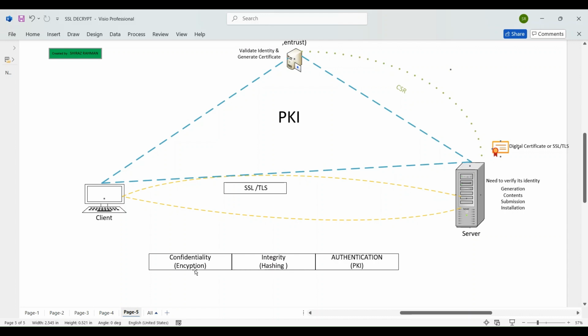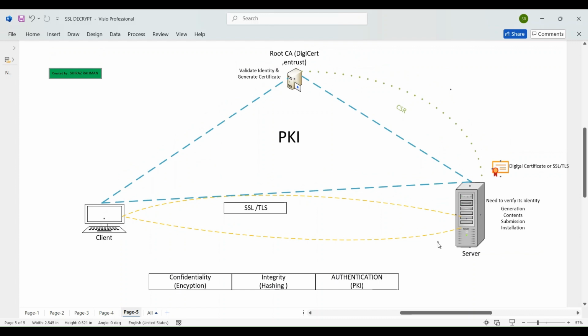Confidentiality means encryption, integrity is hashing, and authentication is validating that it is a legitimate server or device which is going to send the data. So that is authentication. It could be done by a pre-shared key, but we will focus more on the PKI. So what is a PKI?